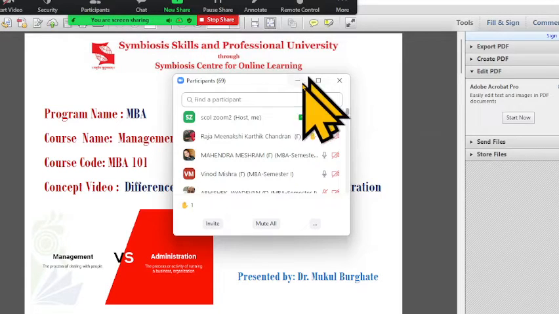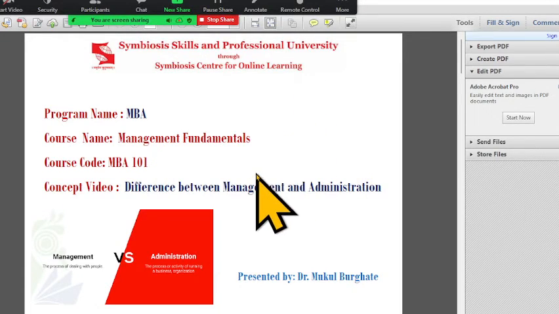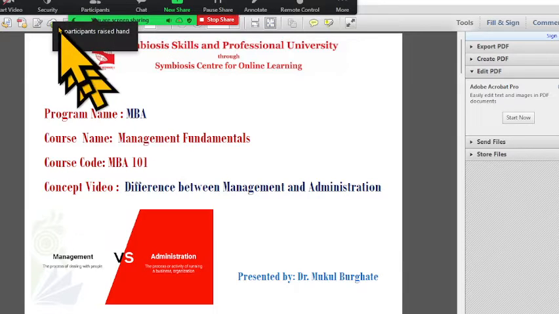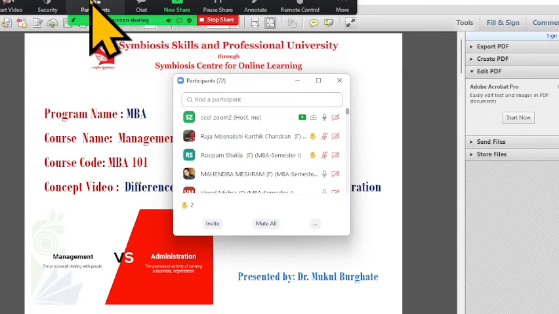Yes, see, the concept is very simple. Management and administration. Even though it looks very simple, when we ask this question to most students, even those who have passed out, they find it difficult to explain what exactly is management, what exactly is administration, whether there is a correlation, and which is a subset of which: whether management is a subset of administration or administration is a subset of management.